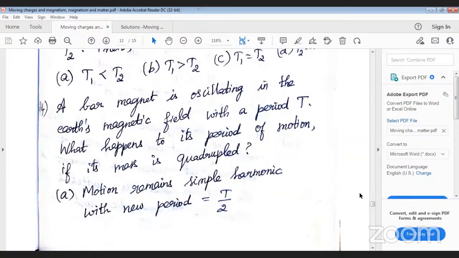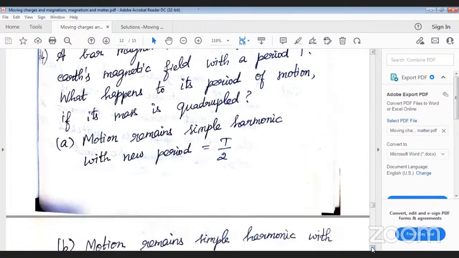Mass is quadrupled means the mass is made 4 times the initial value. Suppose initially its mass is 3 kilogram, then if the mass is quadrupled, the final mass is 4 times the initial value, that is 4 into 3, which is 12 kg. So if the mass of the bar magnet is made 4 times the initial value, what happens to its period of motion? Period means the time period of motion. They have given options. Motion remains simple harmonic with new period equal to T by 2.